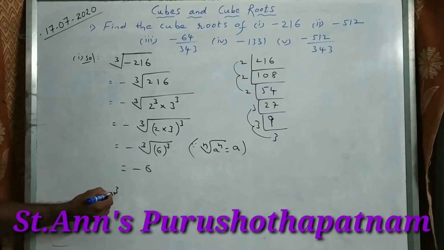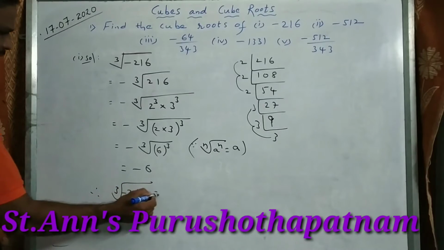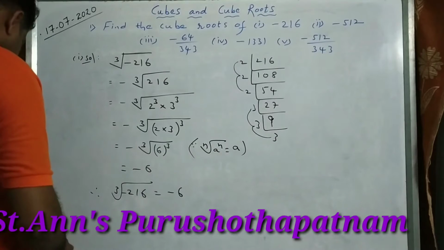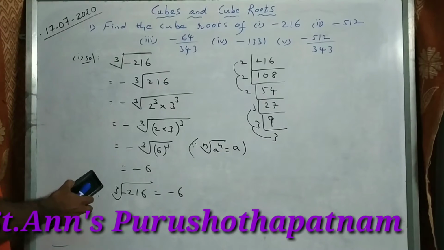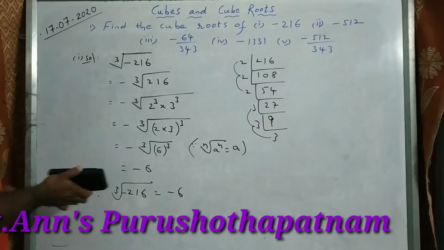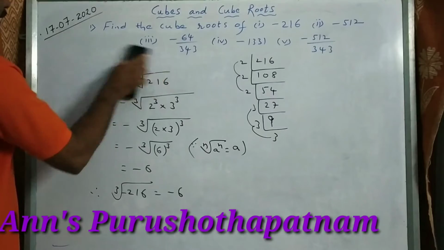So what is the cube root of minus 216? It is minus 6. That is the end of the solution. That is the way we do the remaining problems also. Look at the second one.